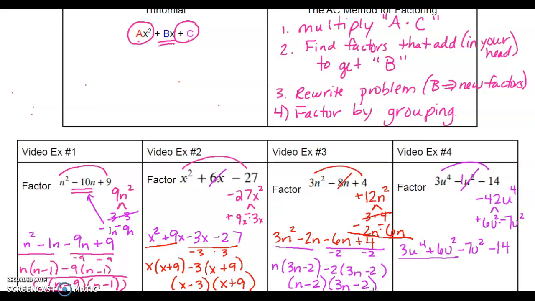So out of these two, I can take out a 3u squared. We'd be left with u squared and 2, because we're dividing. I can take out a -7. So if I divide, I get u squared. Divide by -7, I do get that. So we have the outsides and the insides. I know, I think I went fast.